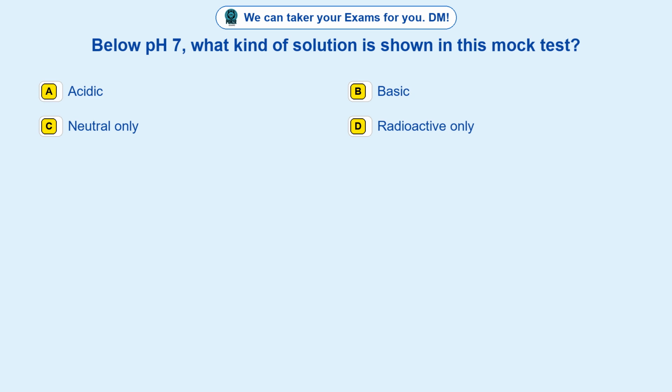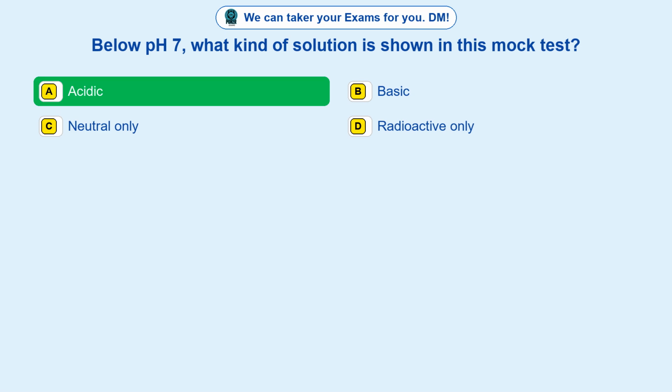Question 35. Below pH 7, what kind of solution is shown in this mock test? Option A, acidic. Option B, basic. Option C, neutral only. Option D, radioactive only. The correct answer is option A.